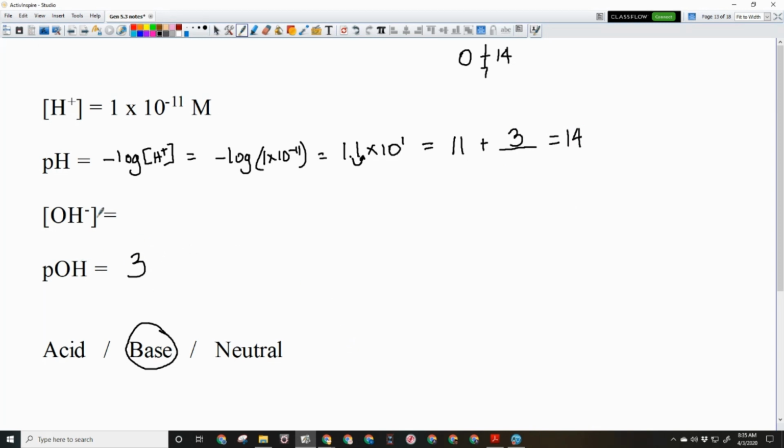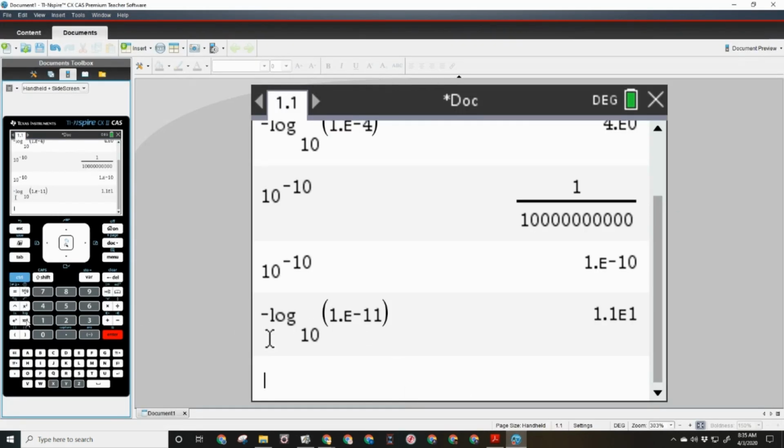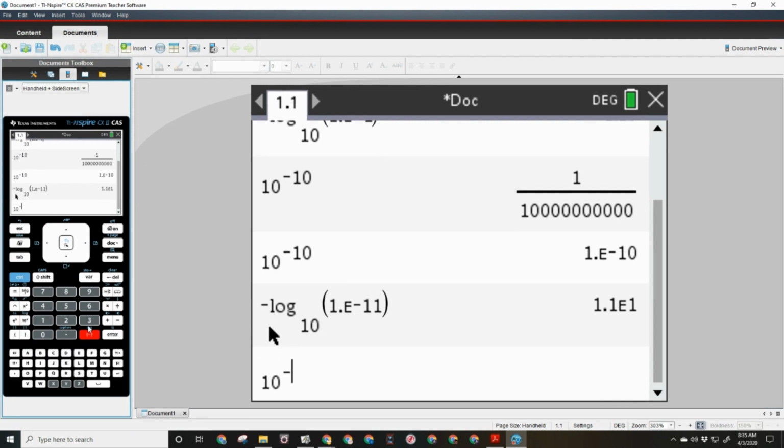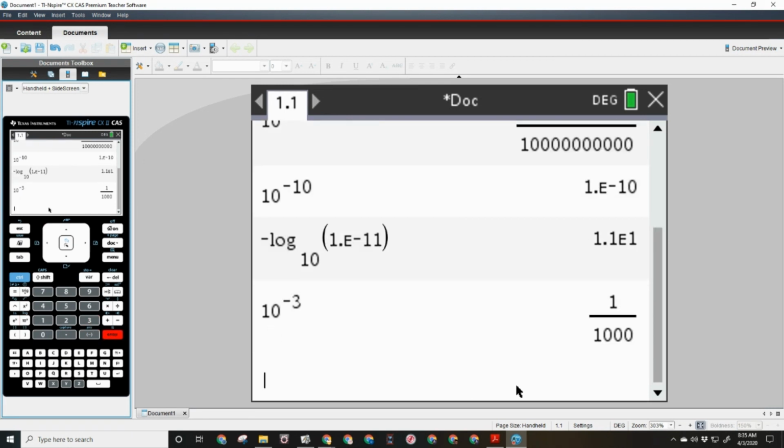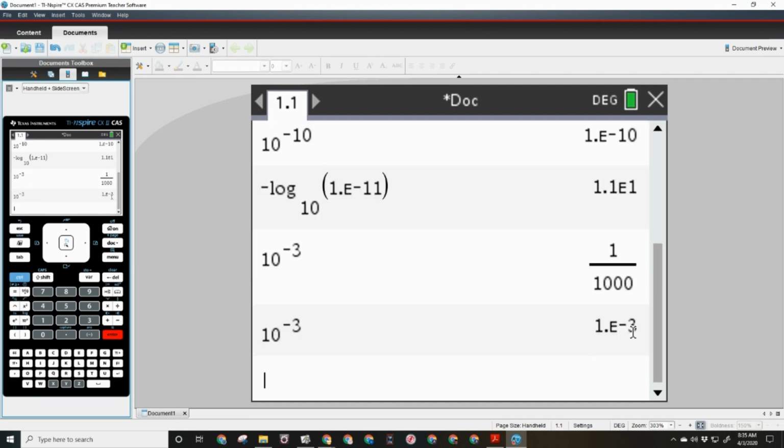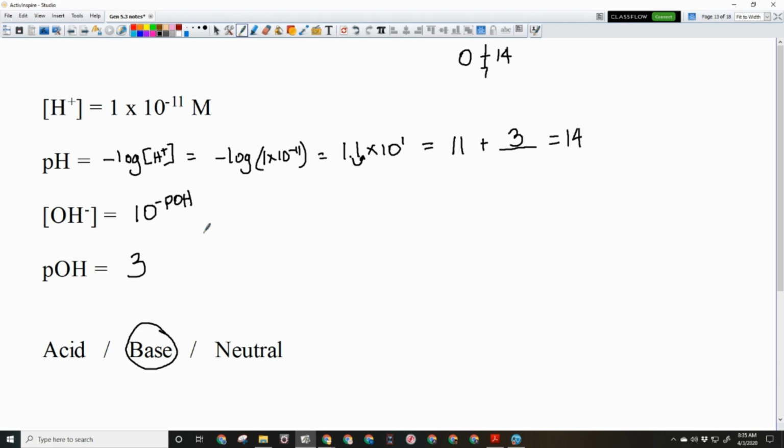And if we have our pOH, we can get our hydroxide ion concentration because this is 10 to the negative pOH. So when we put this in our calculator, 10 to the negative 3, that's going to give us 1 times 10 to the negative 3. So this is going to be 10 to the negative third power. That's going to be 1 times 10 to the negative 3.